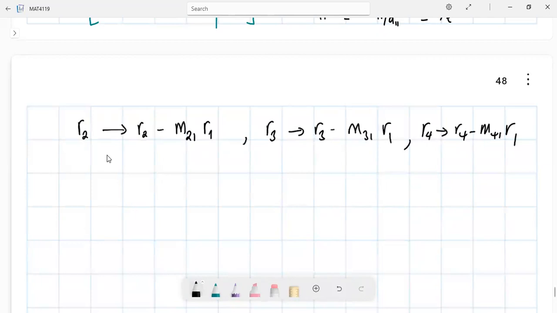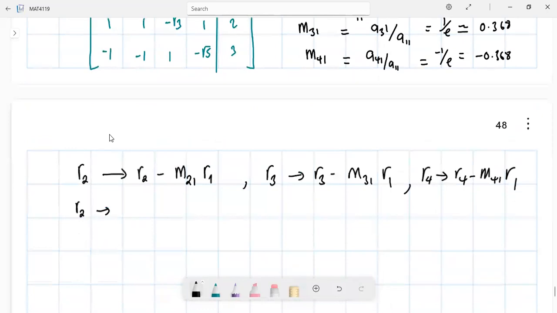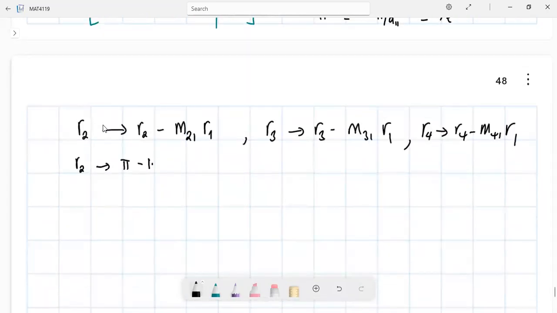Okay, so we have to do this for each element. So let's start with row 2. What is the row 2 element you're trying to reduce? You're trying to reduce pi, isn't it? So pi minus 1.16, which is M21, times E. This should give you approximately 0. If it gives you something like 0.0, just say it's equal to 0.